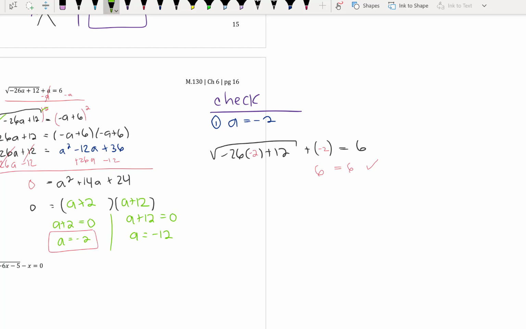Now let's try this for a is equal to negative 12. Let's see if that works out. So now I'm going to plug this into my a value. I have a negative 12 that I'm plugging in. So let's do that. And I get 6 is equal to 6. So both a is equal to negative 2 and a is equal to negative 12 are good answers.